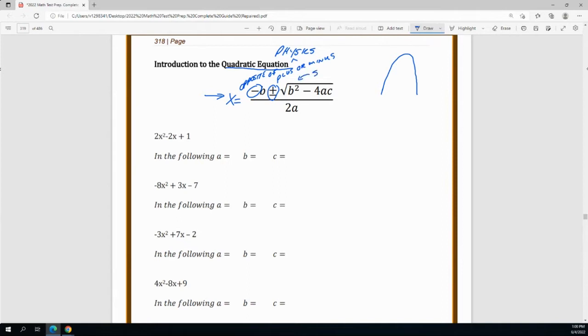The square root of taking the B and squaring it, subtracting 4 times an A and a C, and you take all of that and you divide it by 2 times A. So I'm going to read it again to you. The opposite of B, plus or minus the square root of B squared minus 4 times A times C, all divided by 2 times A.